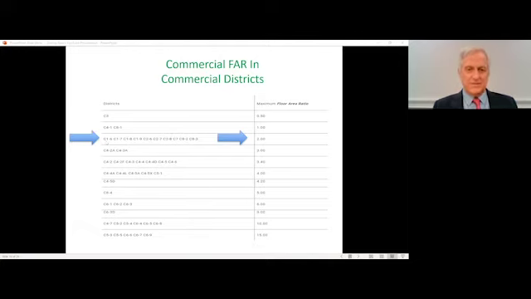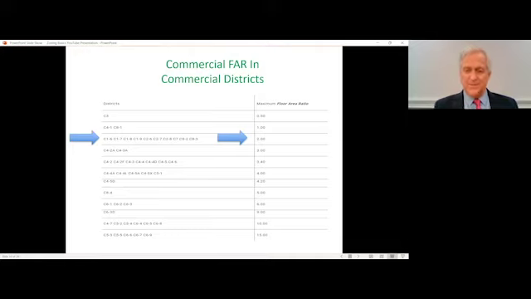And over on the left of the districts, you see C16, C17. Let's look at C18. C18 is going to be the sample I use here to show how this works. So you're in a C18 district and you want to know what your commercial FAR is. On the right, it's 2.0. So 10,000 square feet times 2 is 20,000 square feet. So in a C18 commercial district, I can build a 20,000 square foot commercial building only.